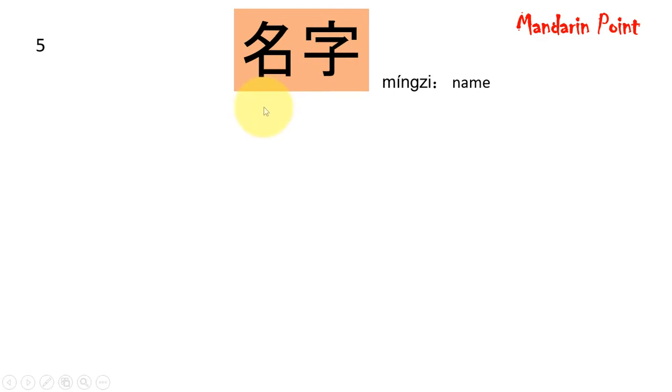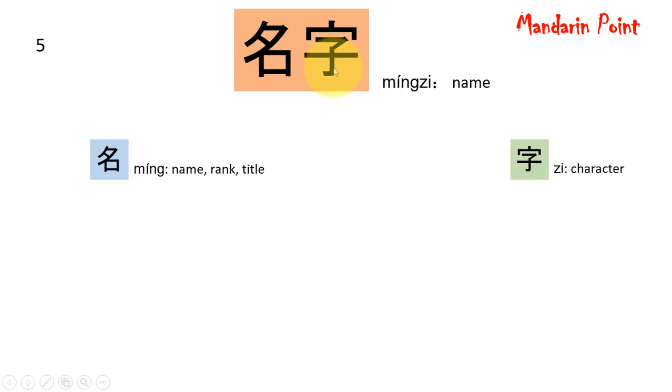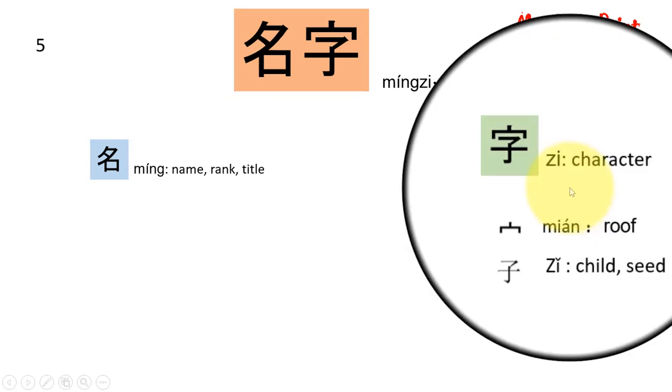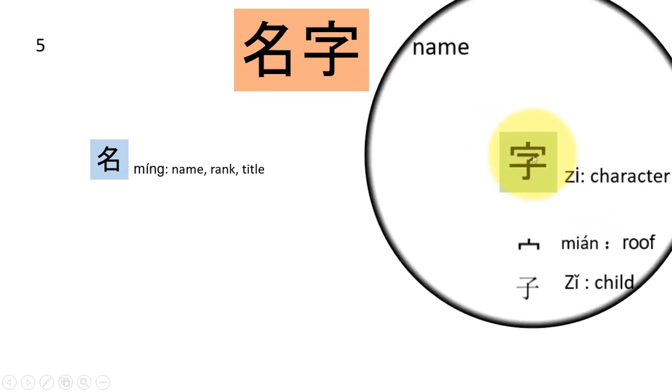Mingzi, name. Mingzi. On the left side we have this ming, which means name, rank or title, while this one is zi, which means character. So any character indicating the name or rank or title is part of its name. This zi can further be decomposed. At the top of it we have this mian, which means roof, while at the bottom of it we have this zi, which means child or seed. So this zi is composed of this mian and this zi.